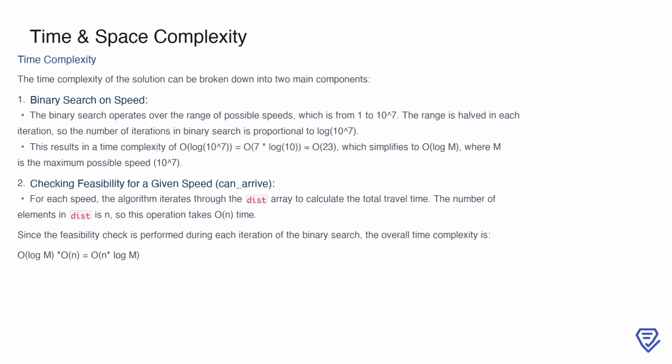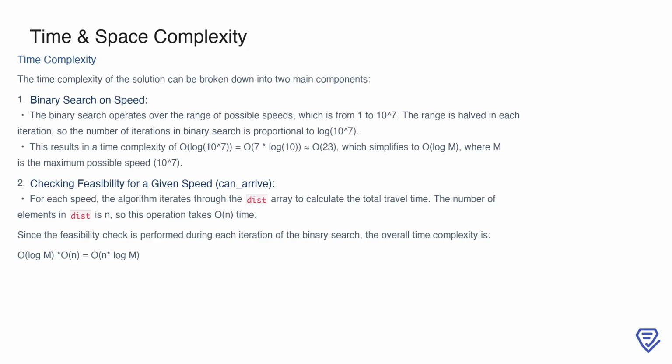To understand the time complexity of our solution, we break it into 2 main components. First, we consider the binary search on speed. The binary search operates over the range of possible speeds, which is from 1 to 10 to the power of 7. With each iteration, the search space is halved, making the number of iterations proportional to the logarithm of this range. This gives us a complexity of O(log m), where m represents the maximum possible speed, 10 to the power of 7.